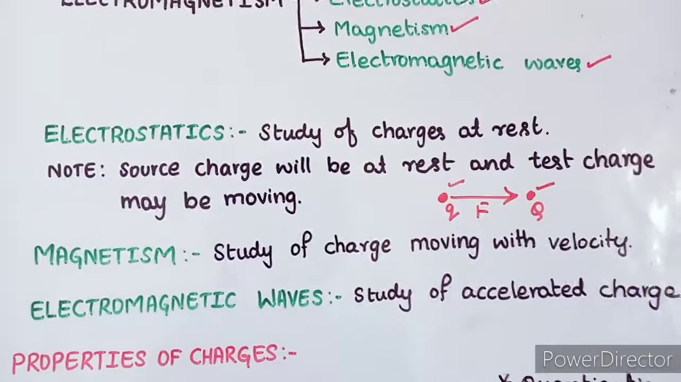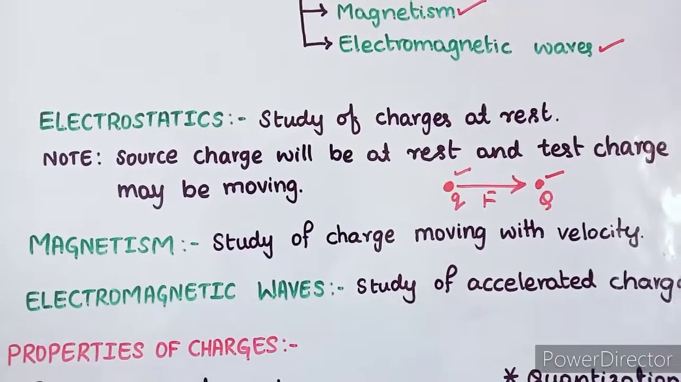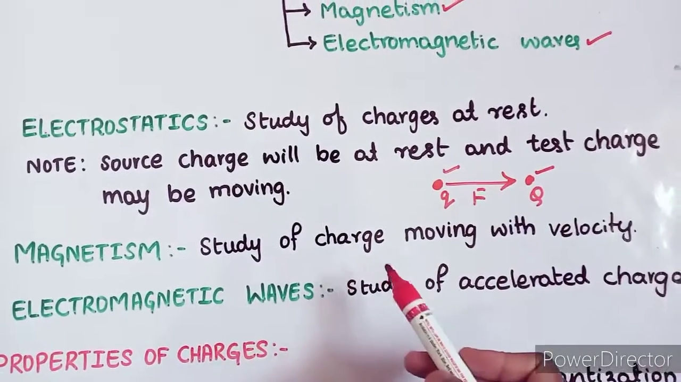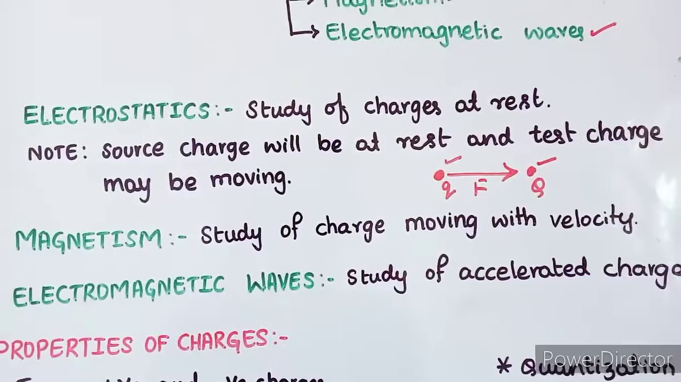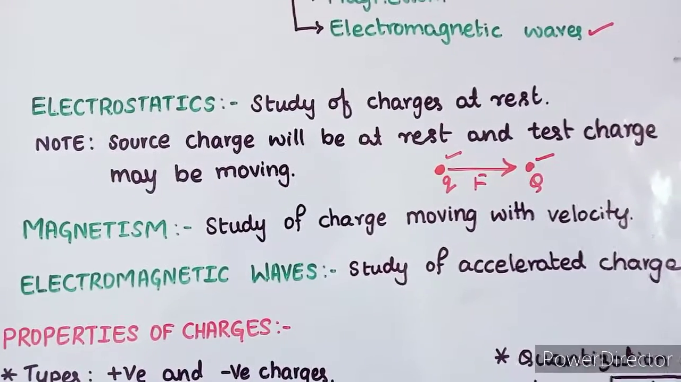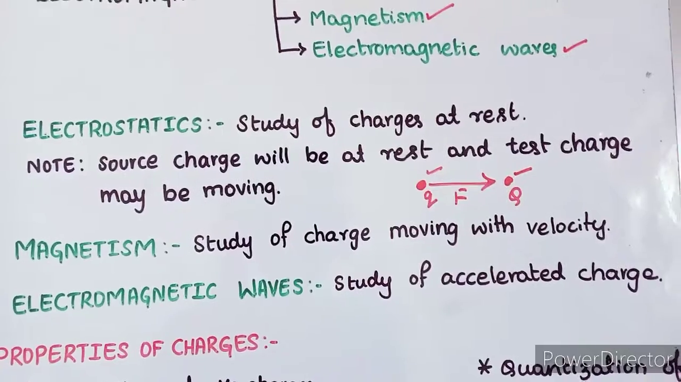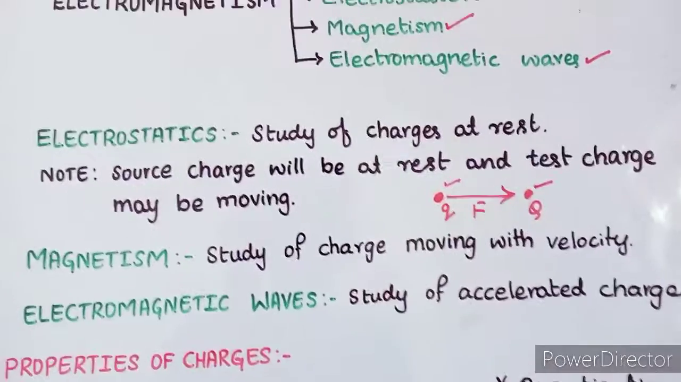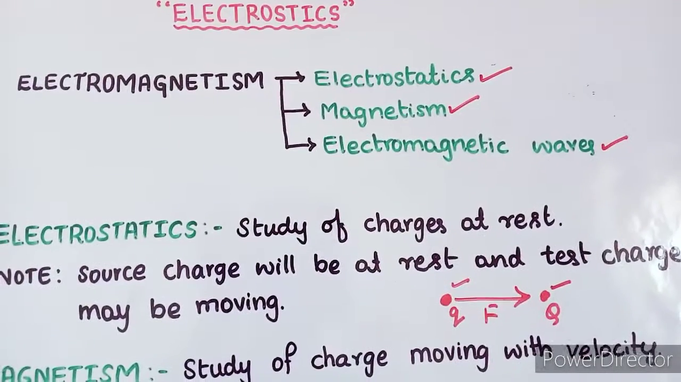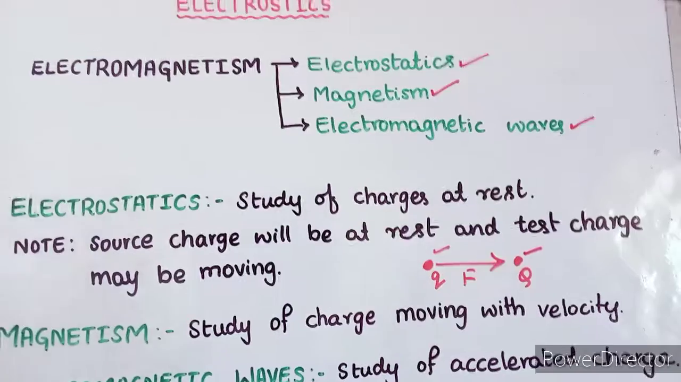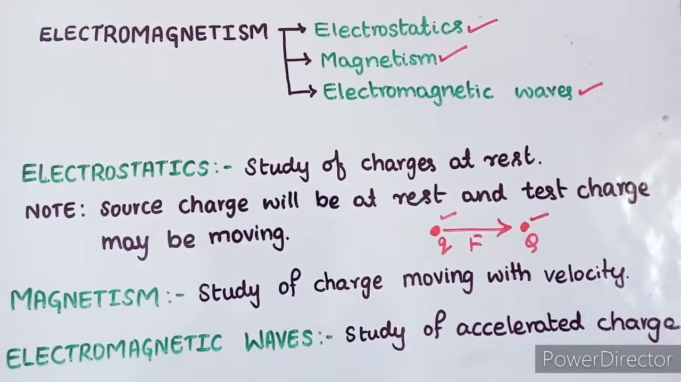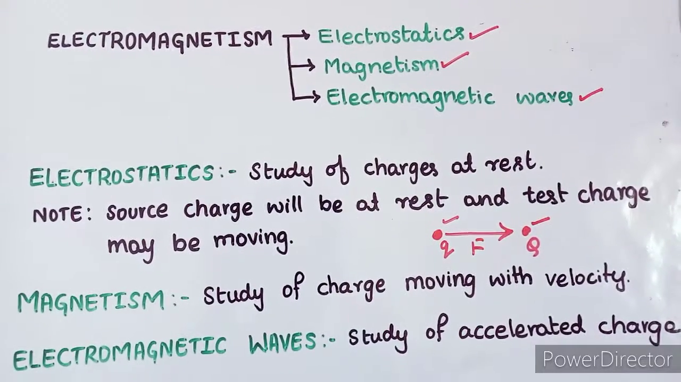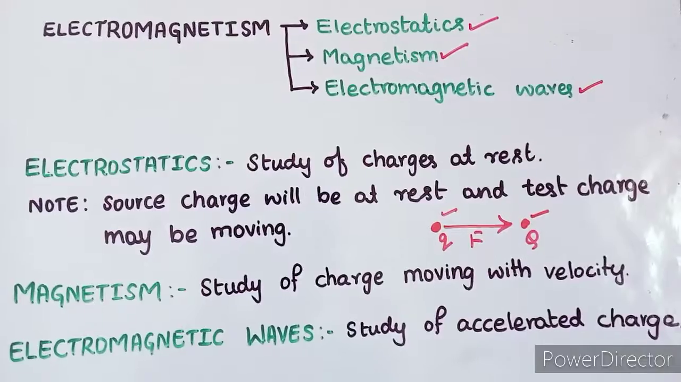So then we have magnetism. What is magnetism? Magnetism is the study of charges which are moving, or the study of charges moving with some velocity. Then we have electromagnetic waves. Here we study the charges which are accelerating. So these are the three categories of electromagnetism. In all these three chapters, we study a fundamental particle that is called charge. What is charge? What are the properties of charge? Let's study them.